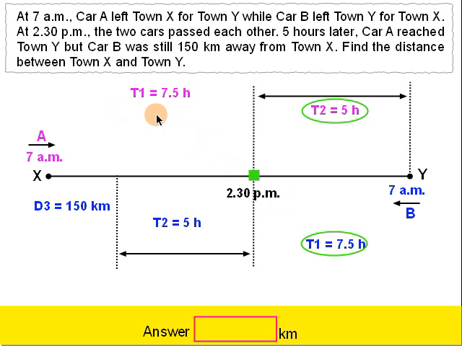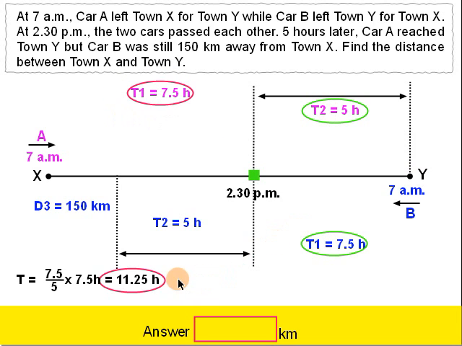Similarly, for the first portion here, car A takes 7.5 hours. So what about car B? Car B will need to take 11.25 hours, because of the ratio. We take 7.5 hours, divide by 5 hours, multiply by 7.5 hours, which gives us 11.25 hours for car B to travel this distance.